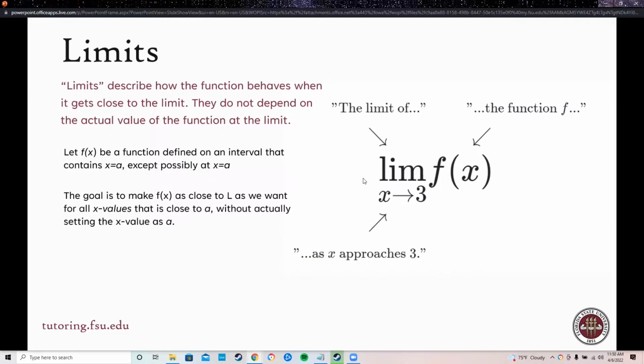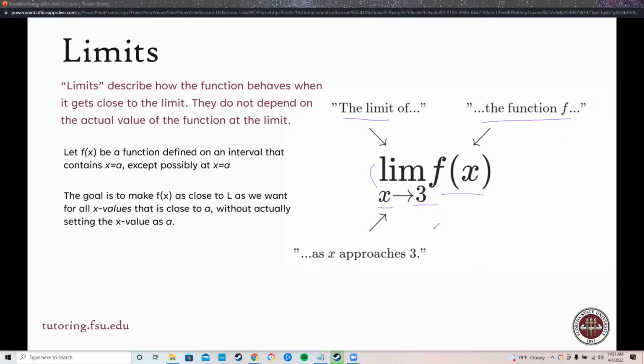If I'm looking at the example to the right, we read limits as the limit of f of x as x approaches 3. So it literally goes like that, the limit of f of x as x approaches 3. We let this function be defined on this interval, obviously, because we're seeing how it approaches that value.